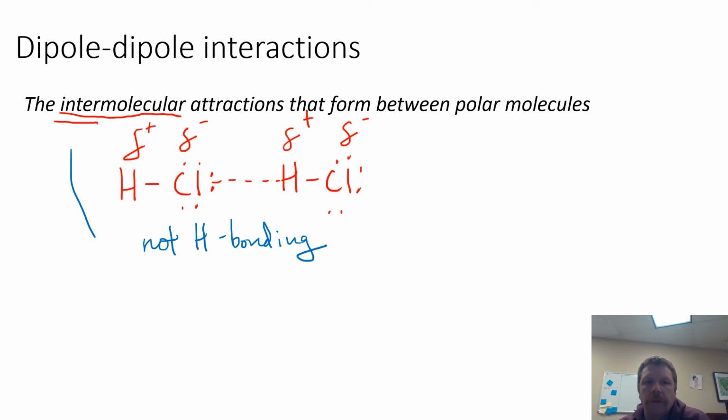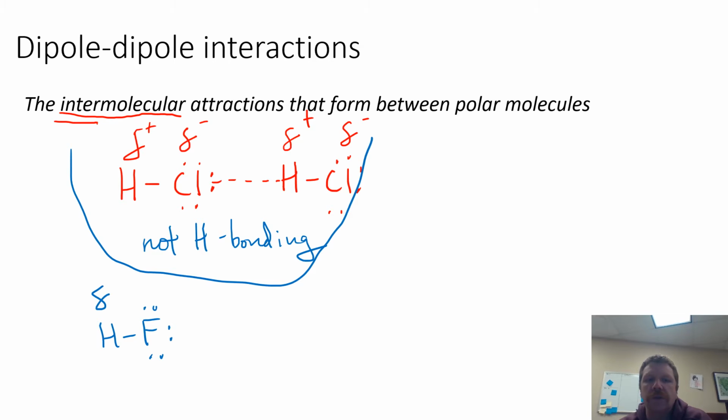Now, to contrast that, if you had something like HF, well, what do we know about fluorine? One thing that we know about fluorine is it is extremely electronegative. And what we also know about fluorine is that it is one of the atoms that is commonly involved in hydrogen bonding. And so this right here is hydrogen bonding. And so the difference between these is the actual atoms that are involved, fluorine versus chlorine.